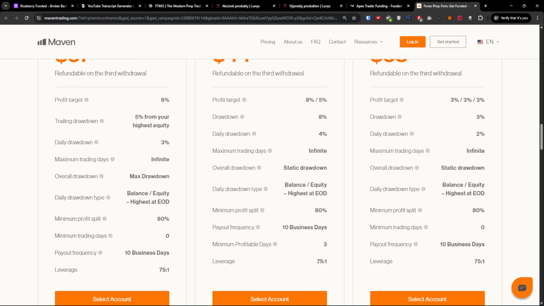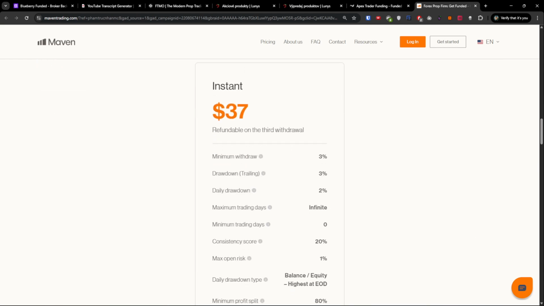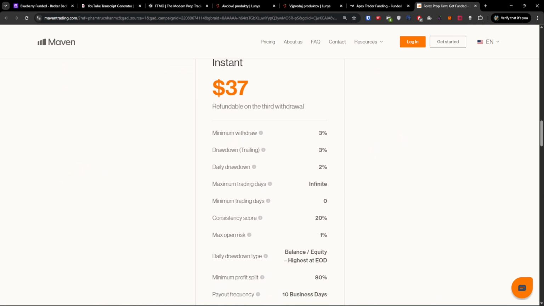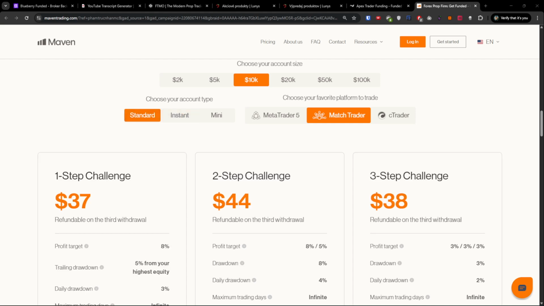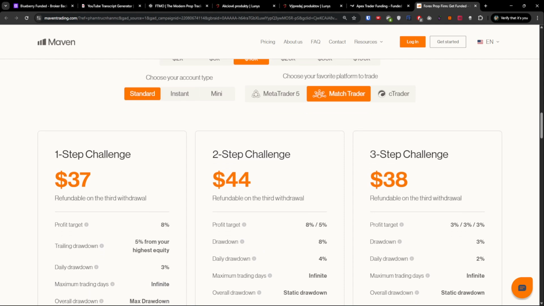Now for the payout system, withdrawals are available every 10 business days. Profit split is 80%, and you need to follow the consistency rule. For the instant programs, you need to have 3% profit to withdraw. Now, when we go further, account sizes go from 2k up to 100k, and you have the 1-step, 2-step, and 3-step challenge.